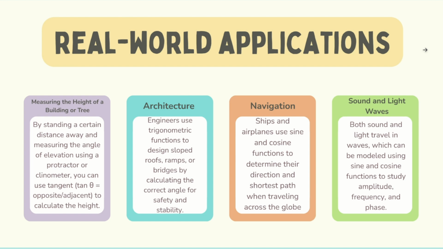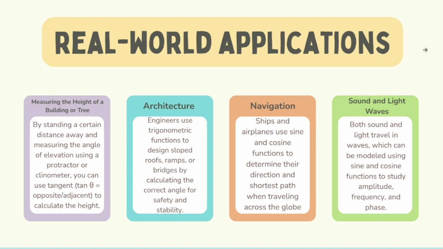Real world applications. Trigonometry can be used in many different kinds of applications throughout our daily lives. For example, in engineering, we can measure the height of buildings, the height of the materials needed, and the woods, or measure the height of a tree. By standing a certain distance away and measuring the angle of elevation using a protractor or clinometer, you use tangent, or tan theta equals opposite over adjacent, to calculate the height, which just shows how we can use these kinds of real-world applications in our daily lives.